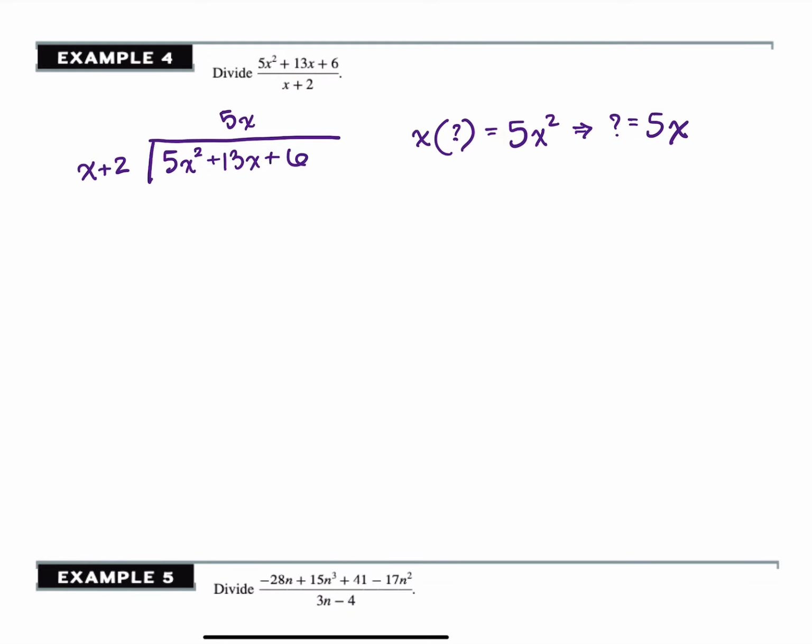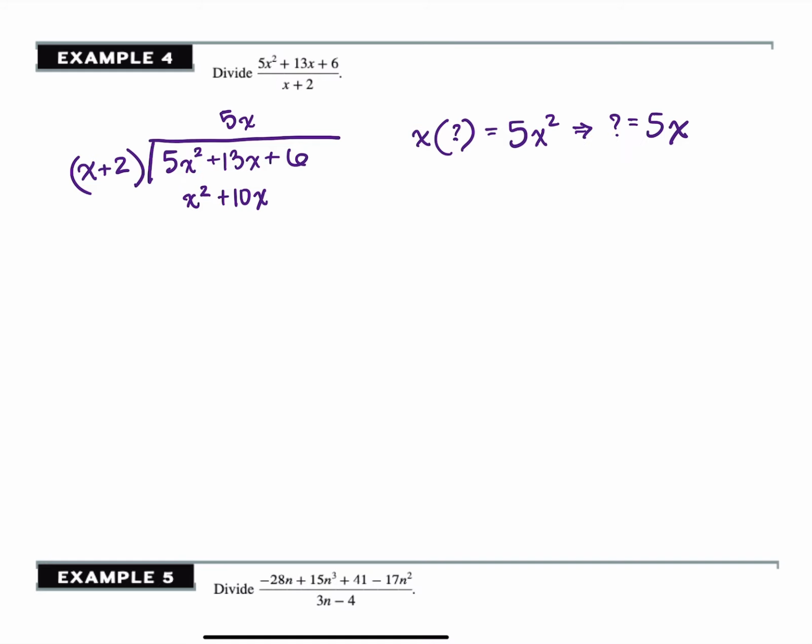Once I have that written, I'm going to multiply these two together. Basically, I'm going to distribute this to both terms if I imagine this being in parentheses. 5x times x will give us the 5x squared. So I'm going to write that beneath here. Then 5x times 2 will give me positive 10x. So I'm going to write that right here, plus 10x. So I distribute it through.